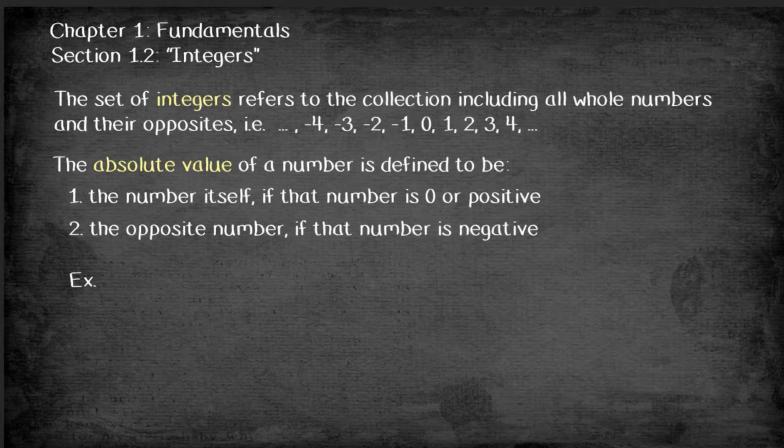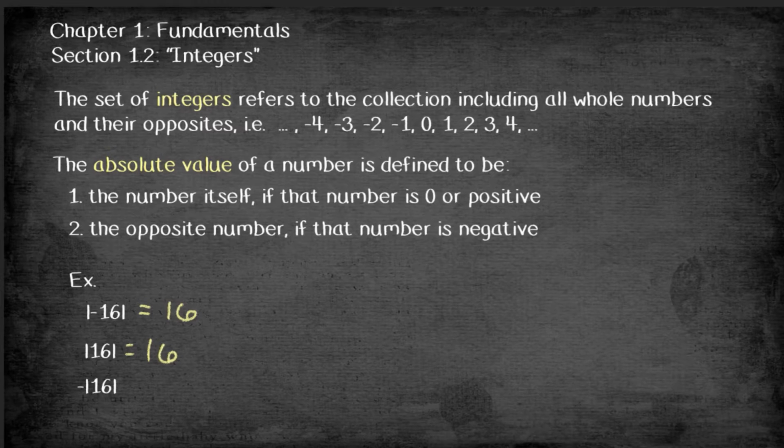So here are some examples. Okay, if we take the absolute value of negative 16, then this is a negative number, so that falls under 2. And the absolute value is supposed to be the opposite number. The opposite number of negative 16 is 16. And if we were to look at the absolute value of 16 itself, well, that number is positive, so we're in statement 1 here, which means the absolute value of 16 is just 16.